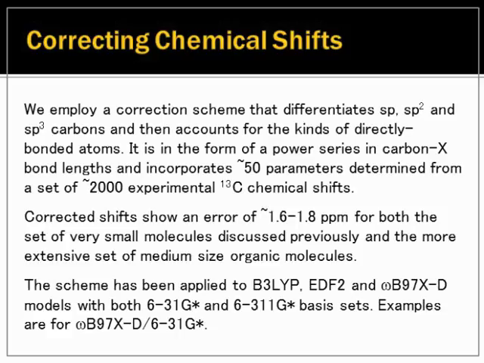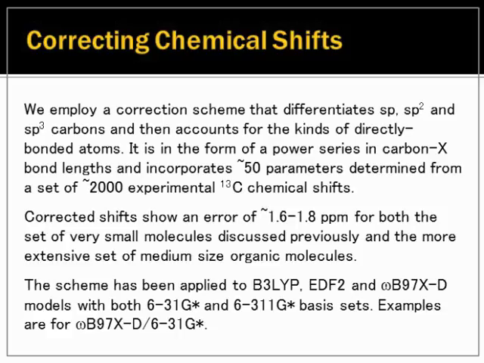It distinguishes between 3 kinds of carbons, sp, sp cubed, and sp squared, and then looks at the neighbors and writes a power series expansion for every different kind of neighbor in the bond length. You could also use bond orders, it doesn't make any difference. What this results in is about a 50 parameter fit based on about 2,000 very clean experimental shifts. What's critical is to get very constant experimental data here, and we've done that.